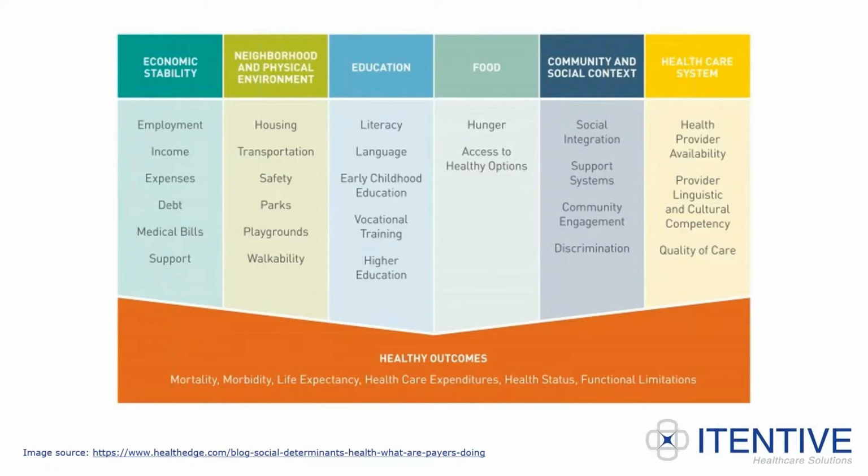So let's start with economic stability. I think the obvious ones come to mind of employment and income, but some maybe not so obvious ones, such as your expenses, your debt that you already have, maybe medical bills, but also your financial support that you have available to you, maybe from family members or friends, etc.